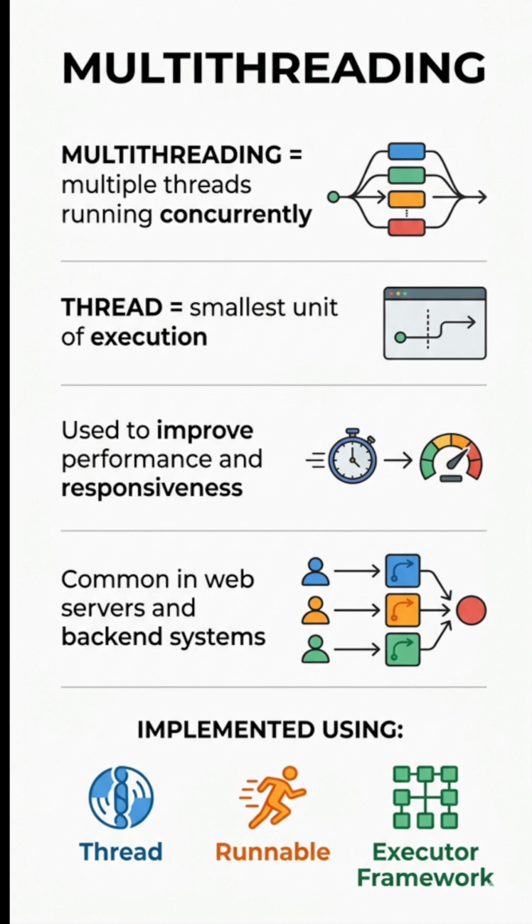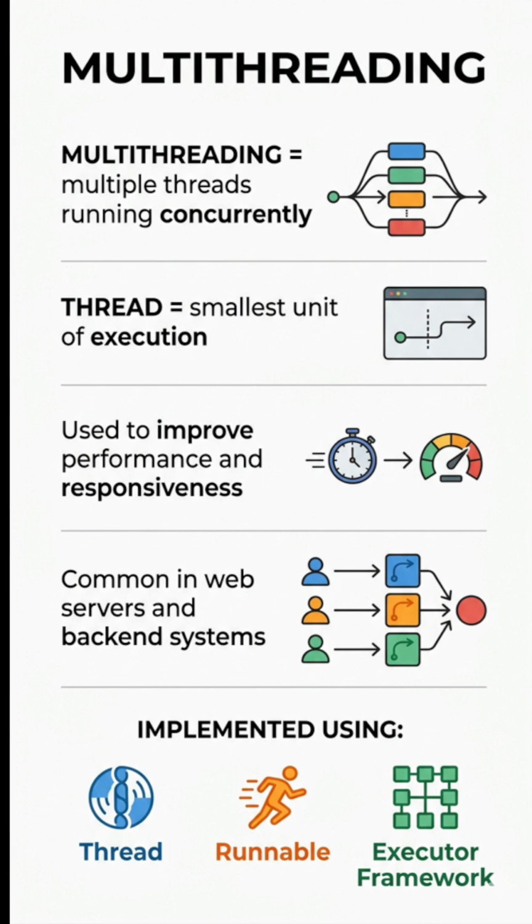What are the ways? I have listed here three main ways we can create threads in Java. First of all, extending the Thread class. Here we create a class that extends the Thread class and overrides the run method, and then we call start. Start is a method inside the Thread class. But this approach is rarely used nowadays in modern applications.